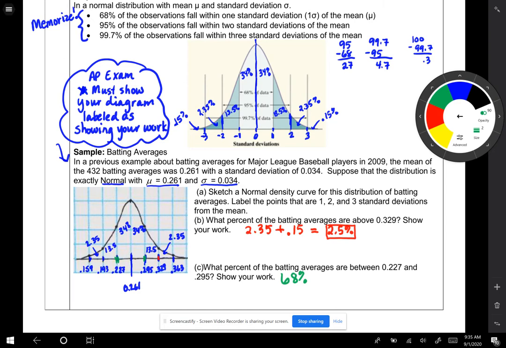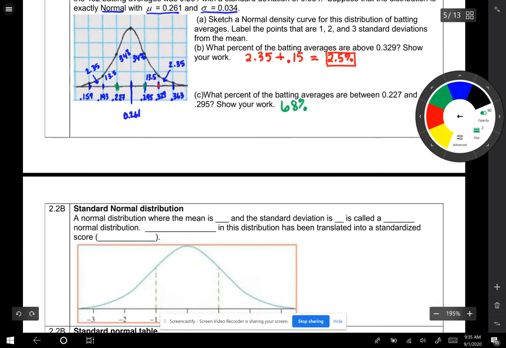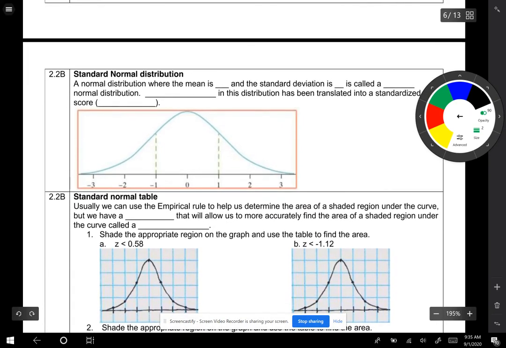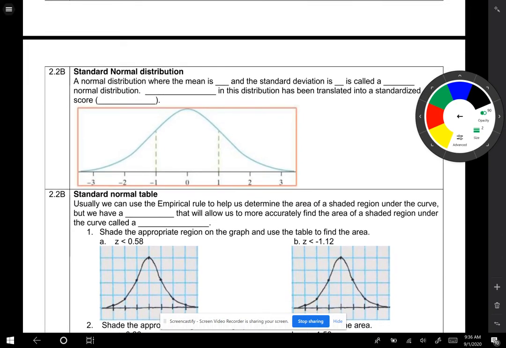Let's do a few more examples. Okay. And before we do a few more, let's talk about the standard normal distribution. A normal distribution where the mean is 0 and the standard deviation is 1 is called a standard normal distribution.